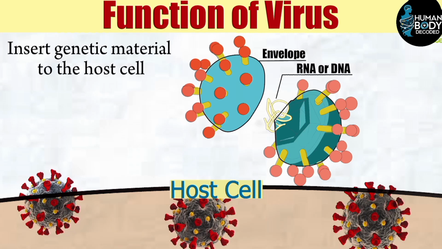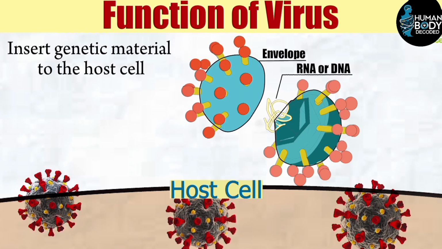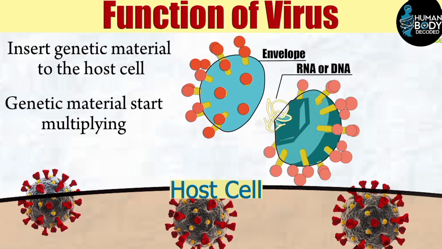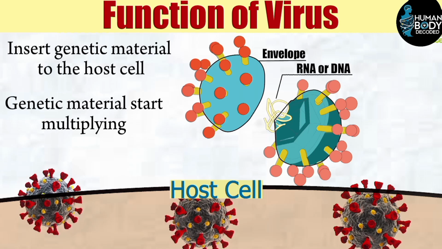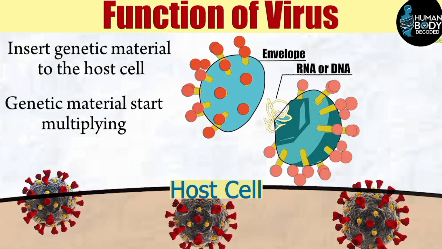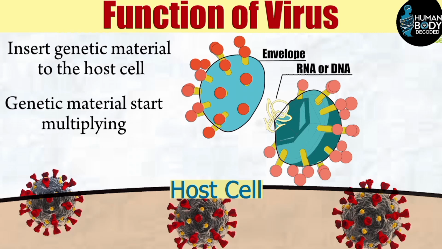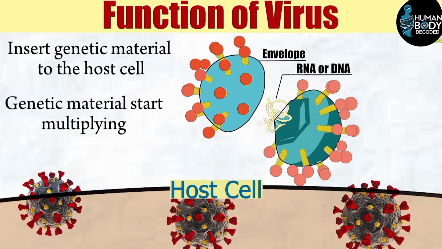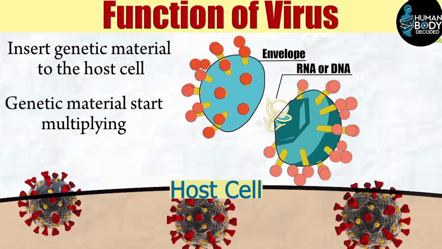As soon as the genetic material of the virus enters the host cell, the genetic material starts making its copies. After that, the work of the virus and its metabolic activity is performed. Now this form of the virus, the complete infective form of the virus, is also called a virion. It was necessary to tell you this, so I have also mentioned virion here.